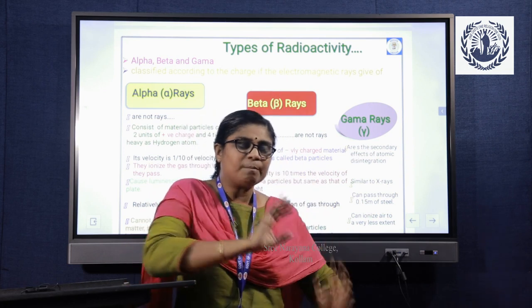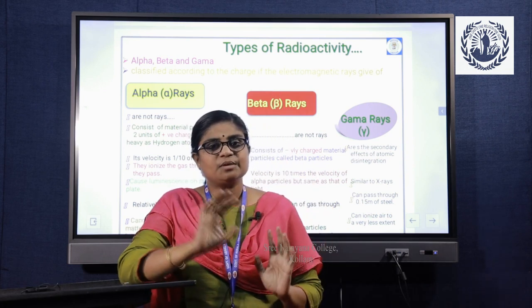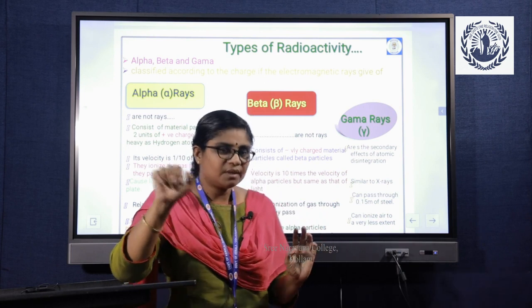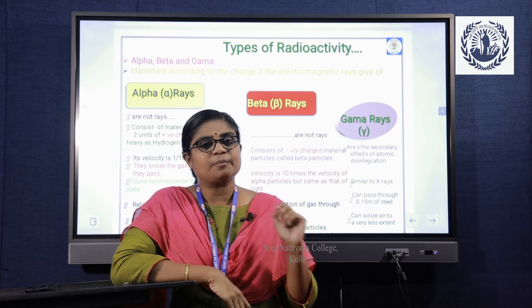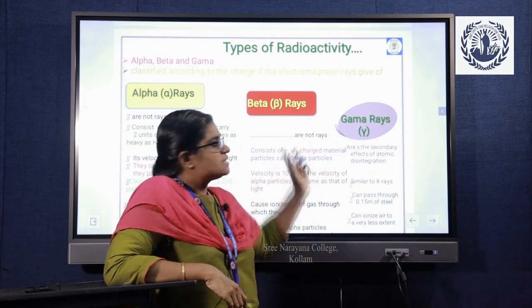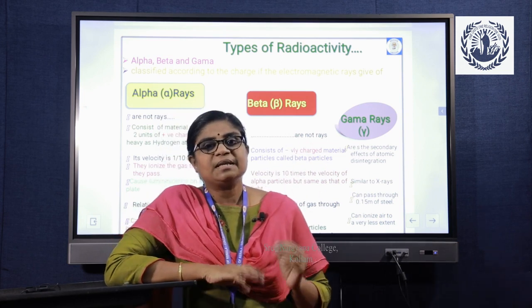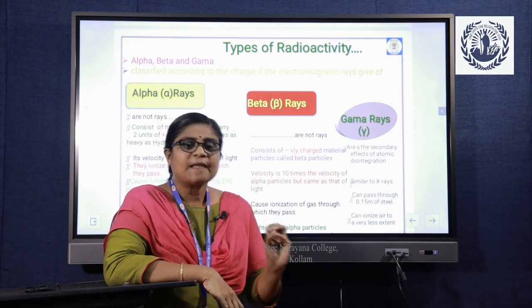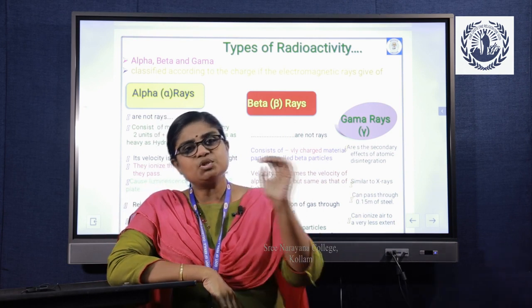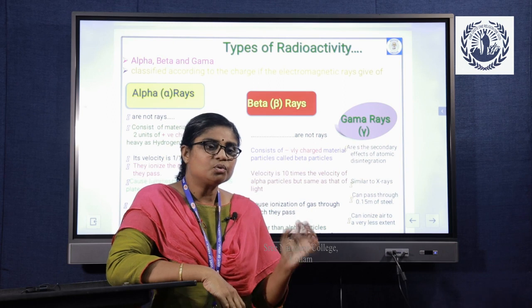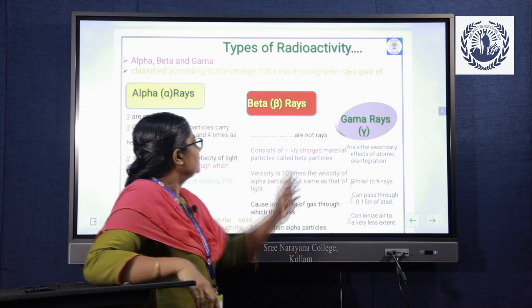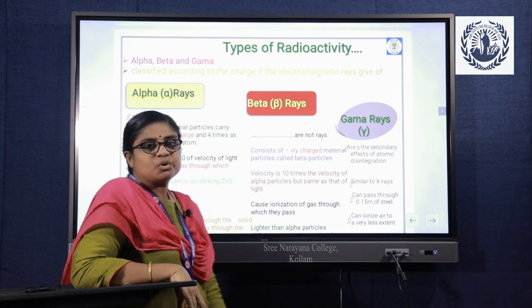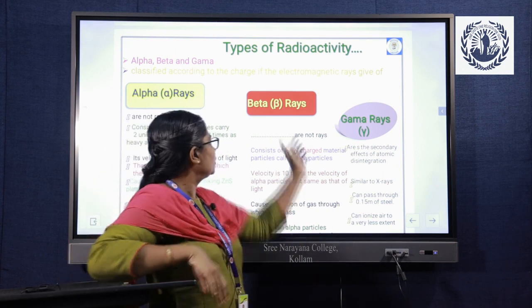So for balancing this equation, one electron is ejected. So the electrons are produced, or beta emissions are produced. How are they produced? By the conversion of a neutron inside the nucleus into a proton. When a neutron is converted into a proton, one electron is produced. That is beta rays. So beta rays are nothing but electrons.